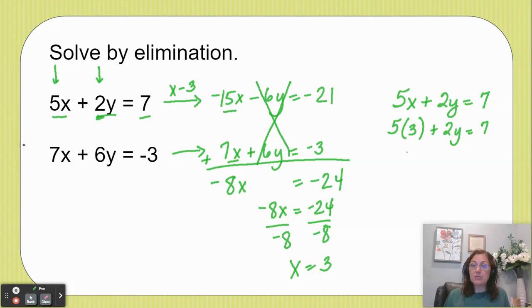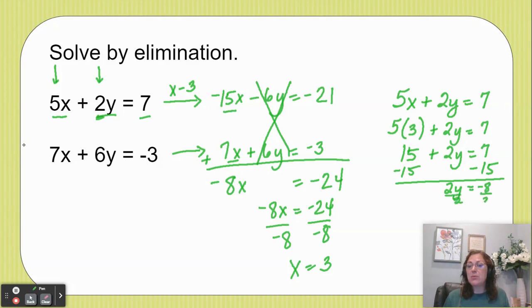So 5 times 3 gives me 15. And then we'll solve for the y. So I'm going to subtract 15 from both sides. And that gives me 2y equals negative 8. Then I can divide both sides by 2. And I get that y equals negative 4. Now, I know what x is. I know what y is.